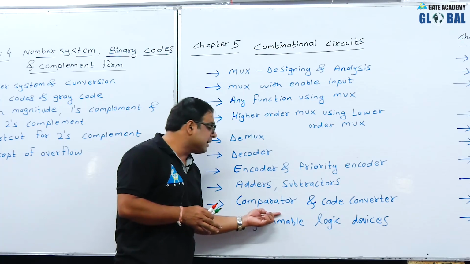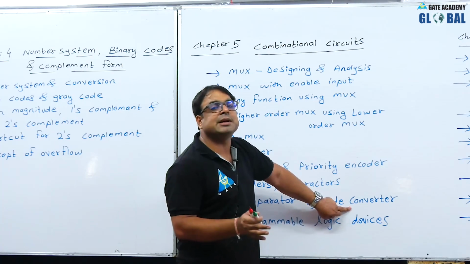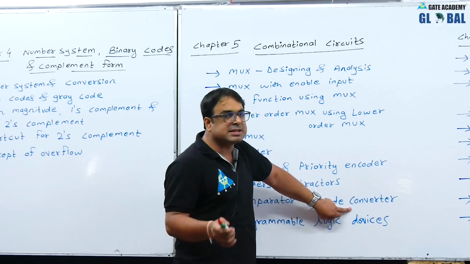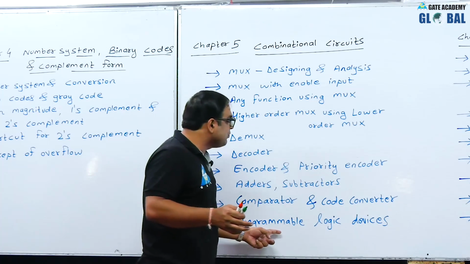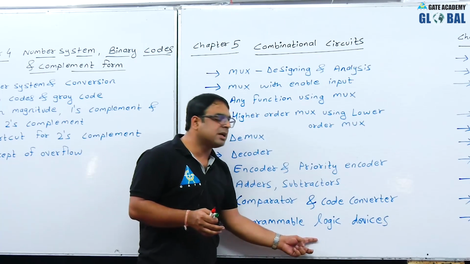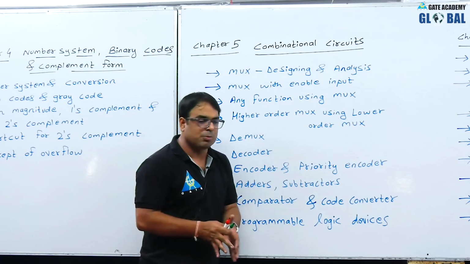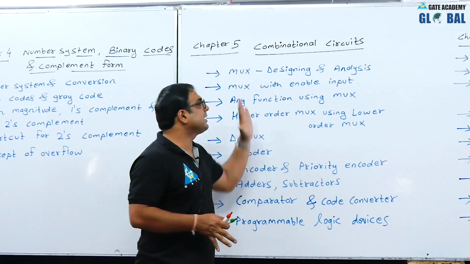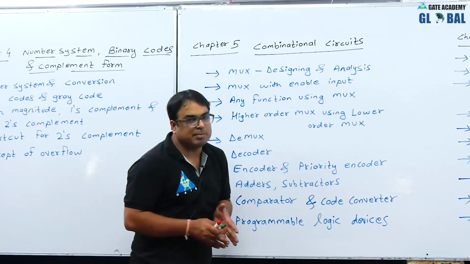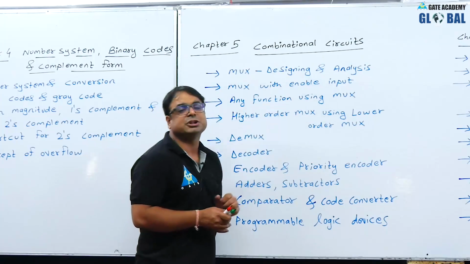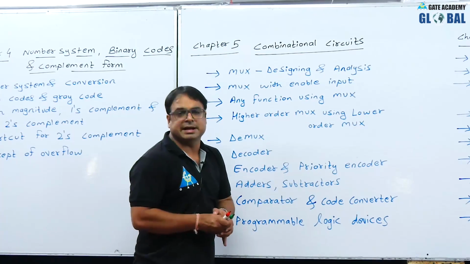Next we will be discussing comparator. Next, code converter, for example binary to gray or gray to binary, or BCD to XS3, XS3 to 8421, any sort of codes. Then at last we will be discussing programmable logic devices. In this we will study PLA, PLs and programmable ROMs. So this will complete your combinational circuit. You can see I will be dealing with all the possible types of combinational circuit, all the possible types of questions, whatever have been asked till date in GATE exam.